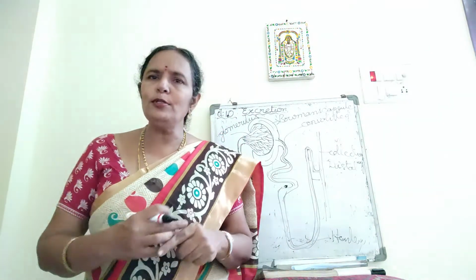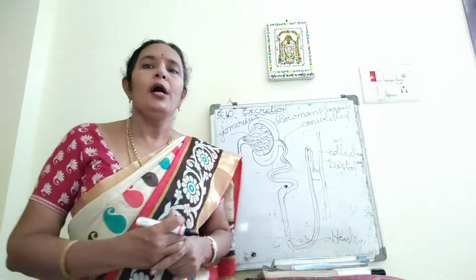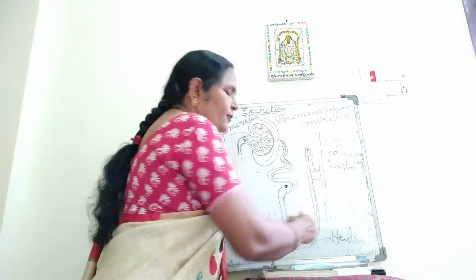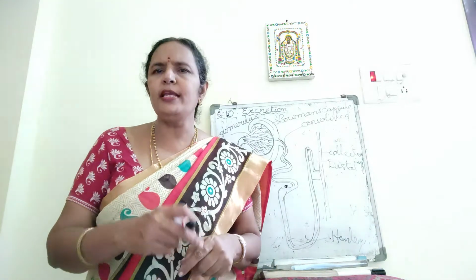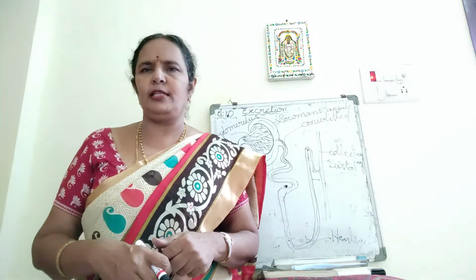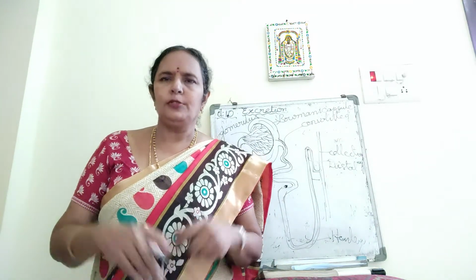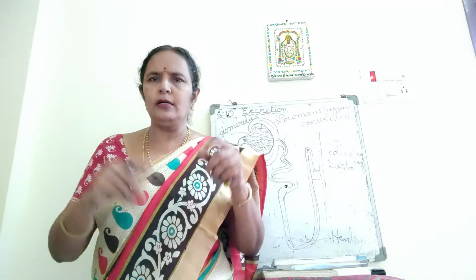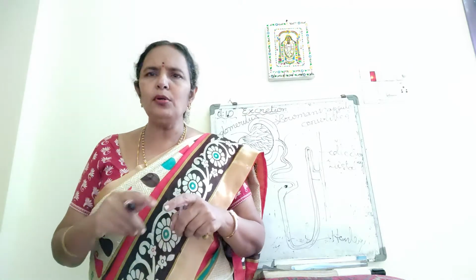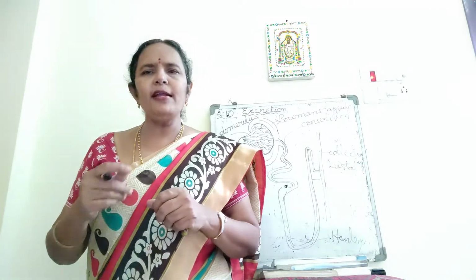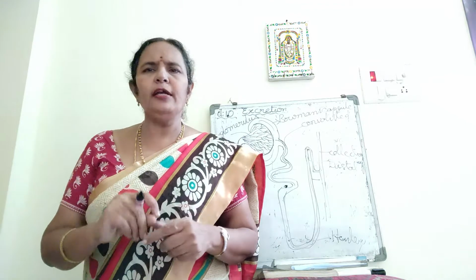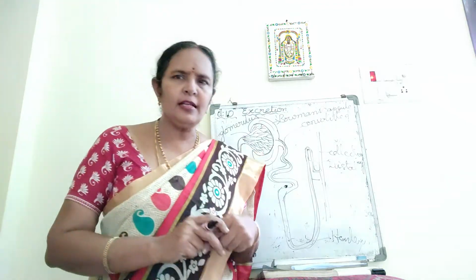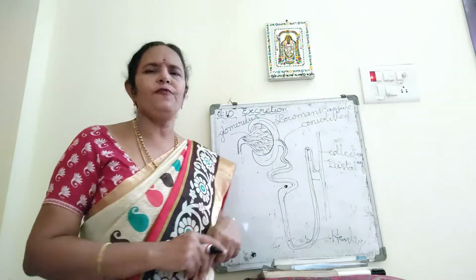All the collecting tubules of the nephrons open into the ureter. I told you, ureters open into the urinary bladder, and the urinary bladder opens out through the urethra. A pair of kidneys are there. From each kidney there is a ureter. Both ureters open into the urinary bladder. Anyhow, you have learnt that structure in 7th class itself. In 10th class, you have to learn the structure of nephron.